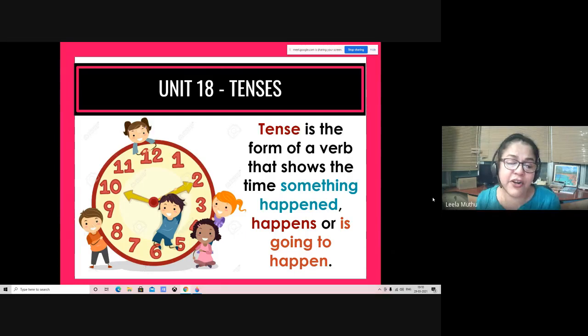So I thought this clock was a pretty good picture to put right in the front in the beginning of the video because it shows time and it all involves kids. So let's learn about verbs and their relation to time, and how verbs are categorized based on the time that the action happens.